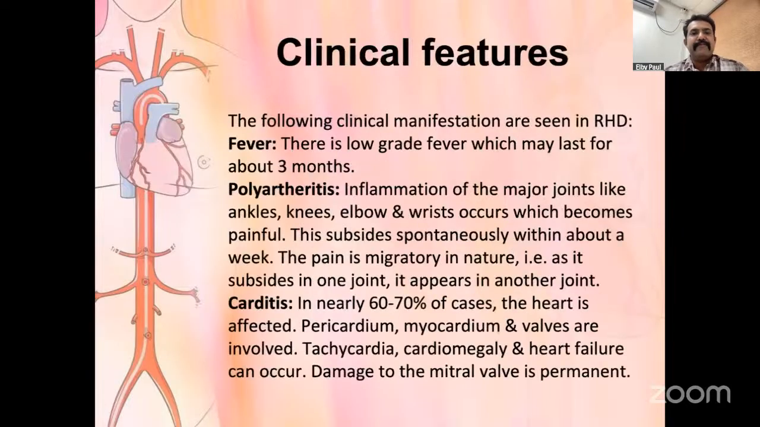Okay, clinical features. Fever is a low-grade fever which may last for about 3 months. Polyarthritis: inflammation of major joints like ankles, knees, elbows, and wrist occurs, which becomes painful. It subsides spontaneously within about a week. The pain is migratory in nature, that is, as it subsides in one joint, it appears in another joint. Carditis: in nearly 60 to 70% of cases, the heart is affected. Pericardium, myocardium, and valves are involved, most commonly the valves. Tachycardia, cardiomegaly, and heart failure can occur. Damage to the mitral valve is permanent.